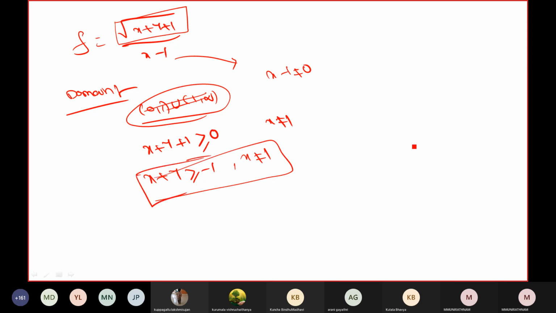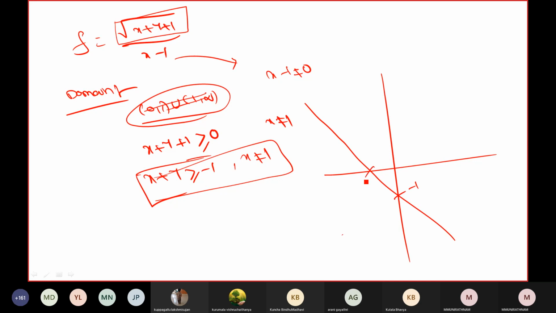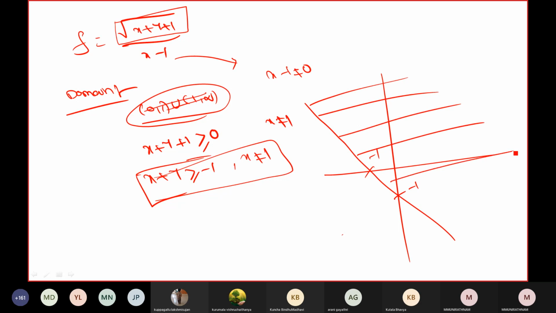Okay. What does x plus y greater than or equal to -1 look like? It passes through -1, right? And equal to is also there. This is the whole greater than region. x equal to 1 is this line. This is the line. Okay. So by removing this.